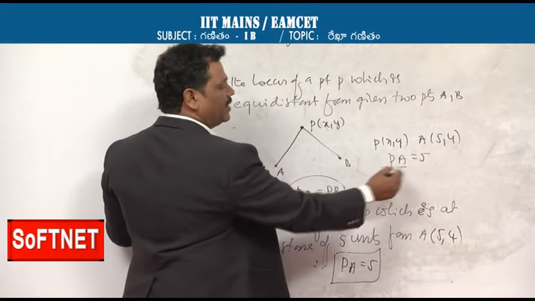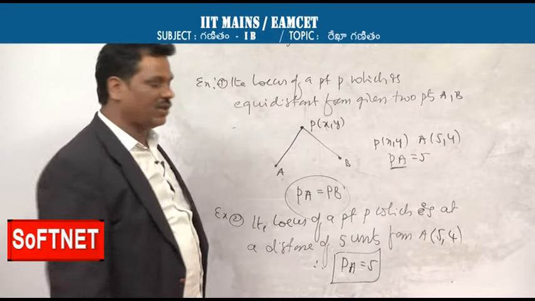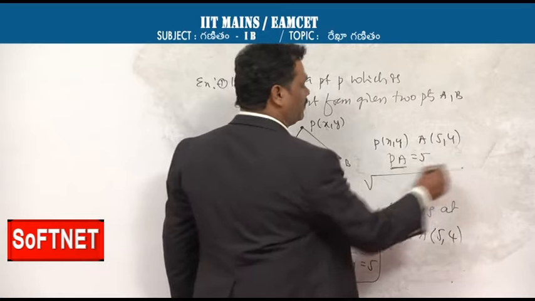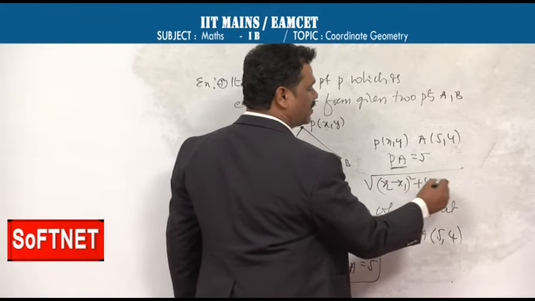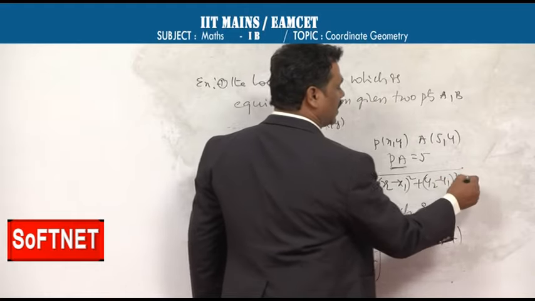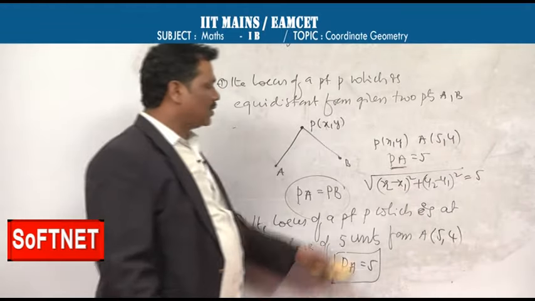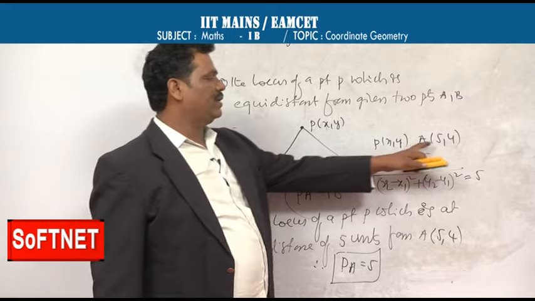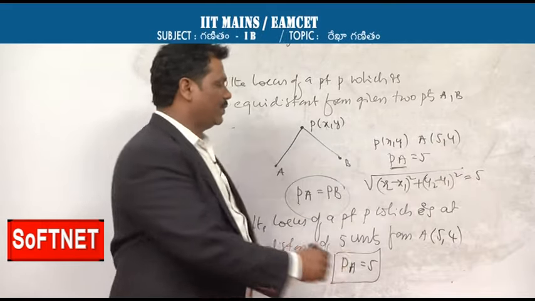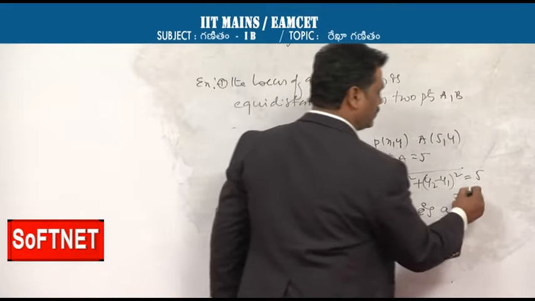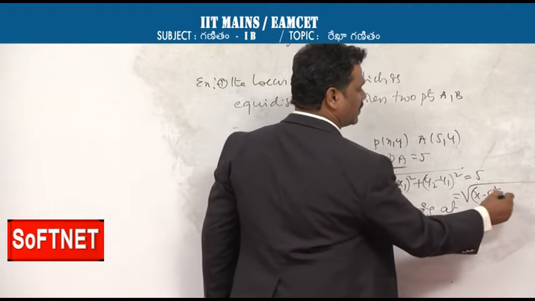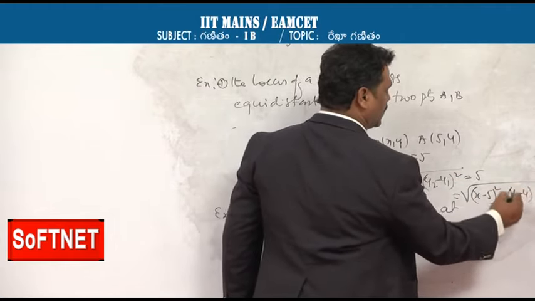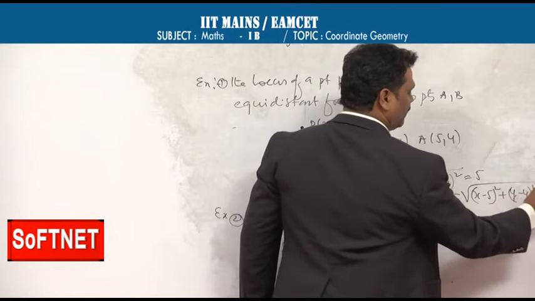What does PA mean? The distance between 2 points. The distance between 2 points is the square root of x2 minus x1 whole square plus y2 minus y1 whole square, equal to 5. P means x comma y and A means 5 comma 4. We get the square root of x minus 5 whole square plus y minus 4 whole square equal to 5.